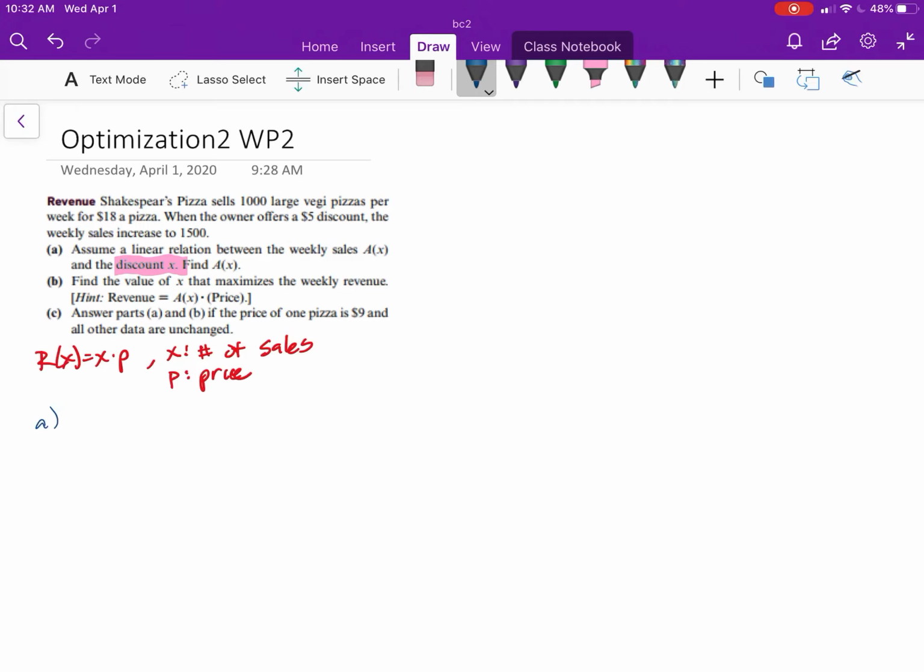Okay, so let's read through it really quick. Shakespeare's Pizza sells 1,000 large veggie pizzas per week for $18 a pizza. When they offer a $5 discount, the weekly sales increase to $1,500.